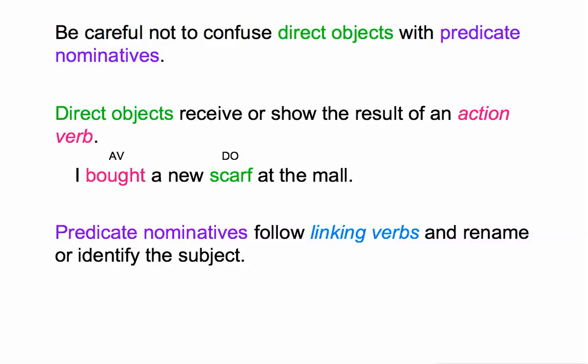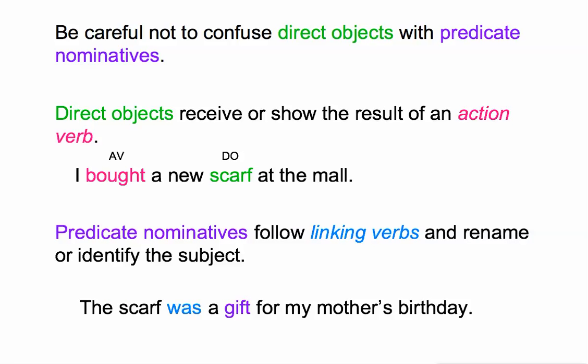Predicate nominatives, however, follow linking verbs and they rename or identify the subject. So in the sentence, "The scarf was a gift for my mother's birthday," was is my linking verb. Gift is a predicate nominative that renames or identifies the subject of the sentence, scarf.